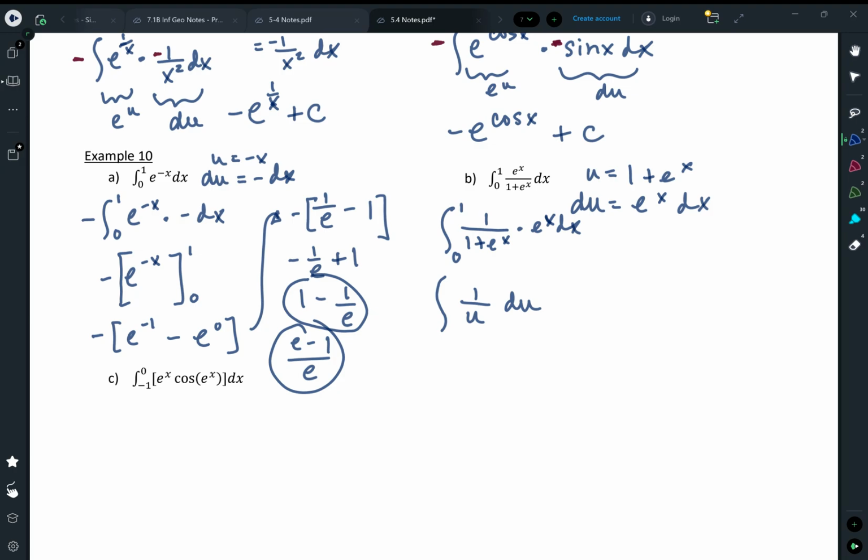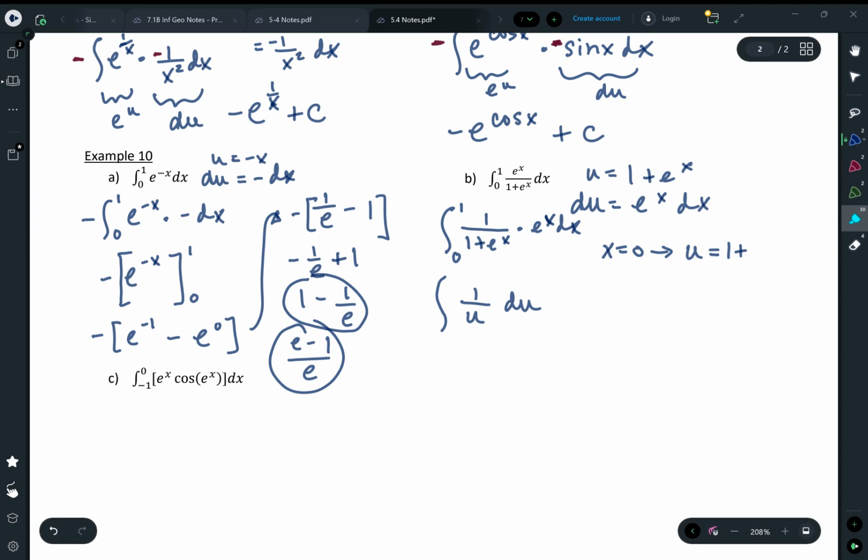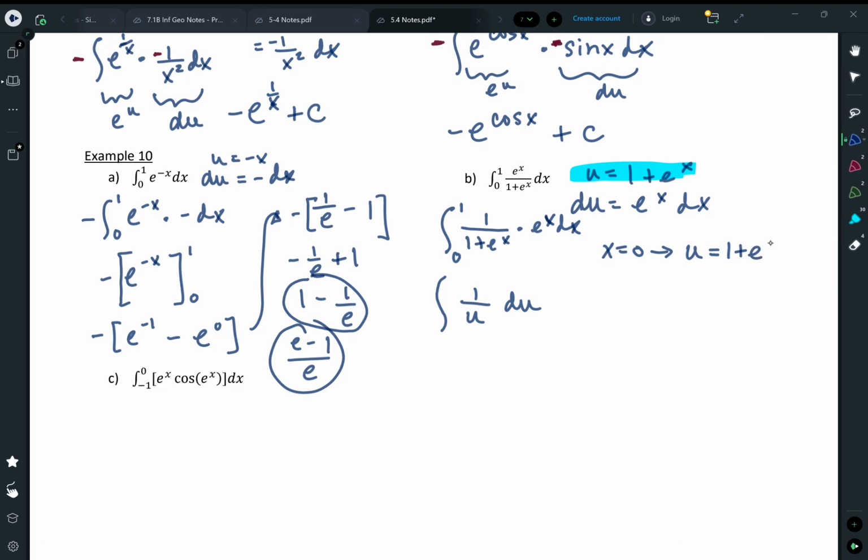So let's look at our lower bound, and it's 0. And remember that's an x value. So if x is 0, I want to change it to a u value. Well, u equals 1 plus e to the x power. That's what we did up here, right? Up here we wrote this equation, u equals 1 plus e to the x power. That's what I'm using to convert. So instead of the x, I am using a 0. So 1 plus e to the 0 power is 1 plus 1, which is just 2. So my new lower bound is going to be 2.